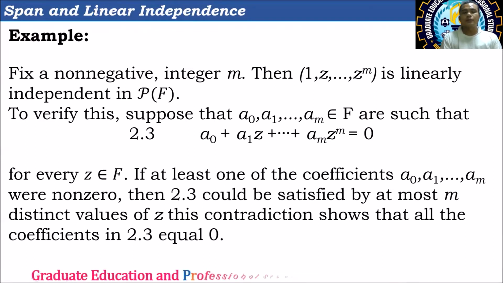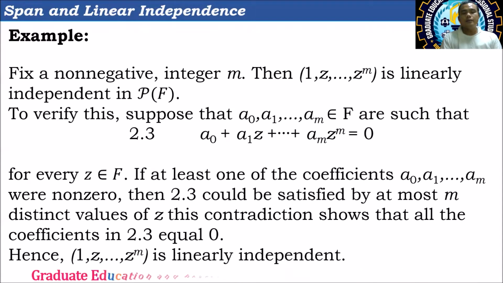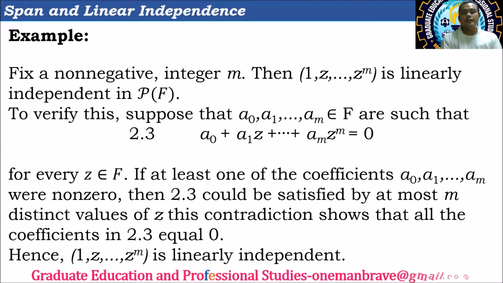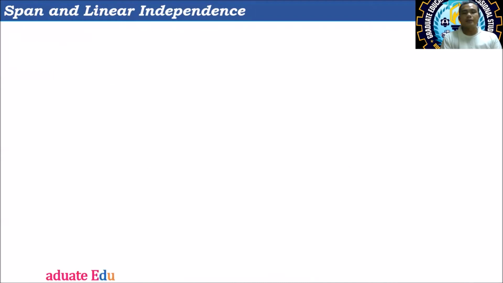So, tandaan po yun. Kailan po natin matatawag na linearly independent ang isang equation? Kailan rin po natin matatawag na linearly dependent? Yan po, doon po tayo papunta sa ganung punto. So hence, 1, z, ..., z^m is linearly independent. Yan po. Kapag naging 0 po lahat sila, matatawag natin po yung linearly independent.